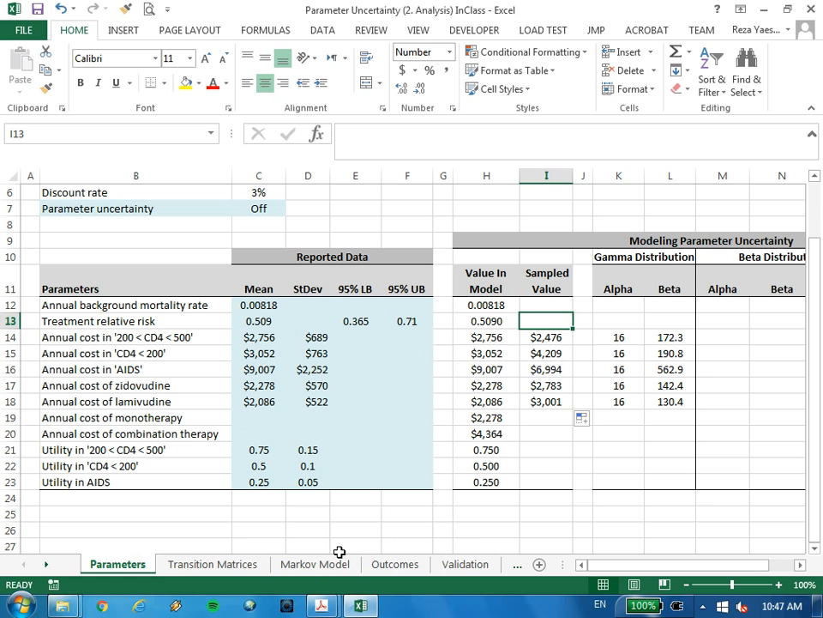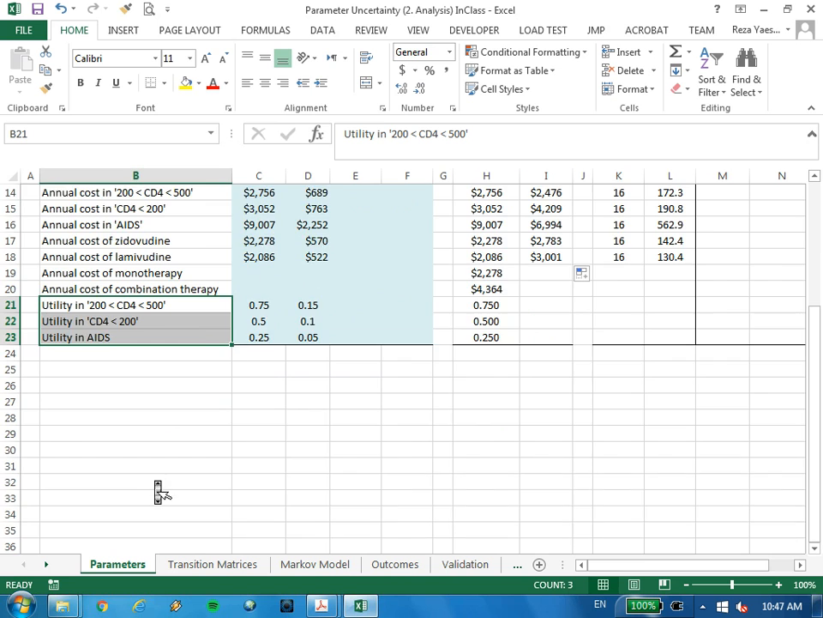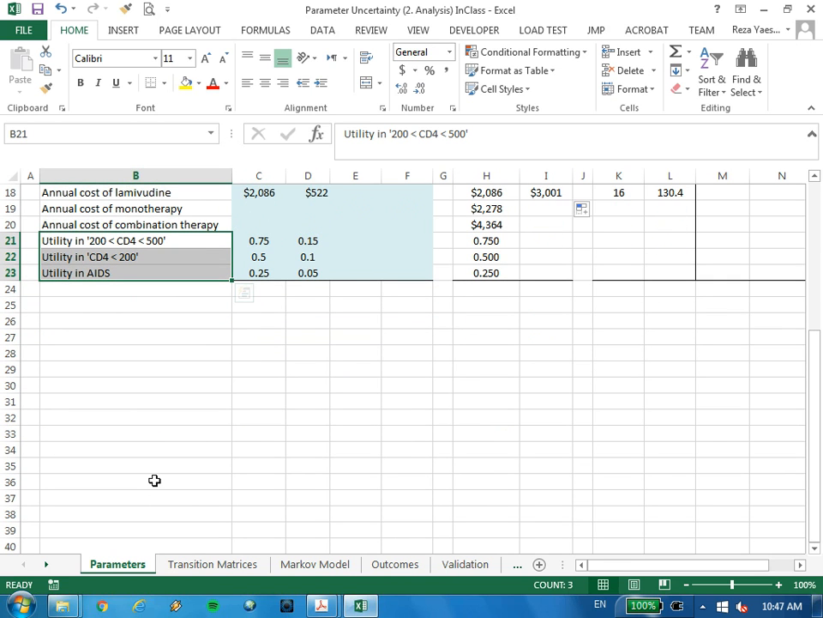All right, now let's talk about the utility weights. For utility weights, the choice of which distribution to use depends on how we calculate the utility weights.